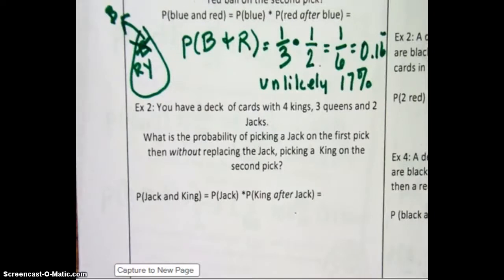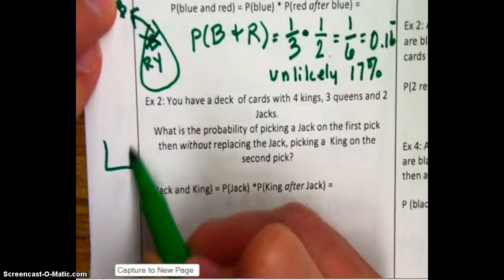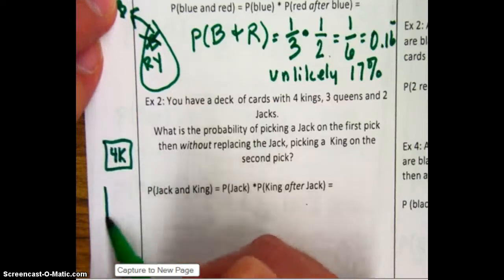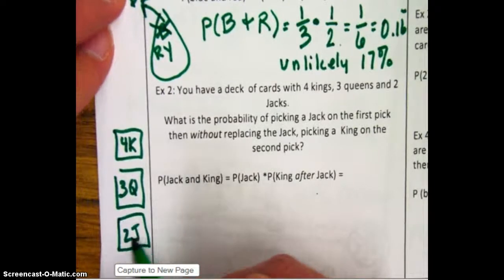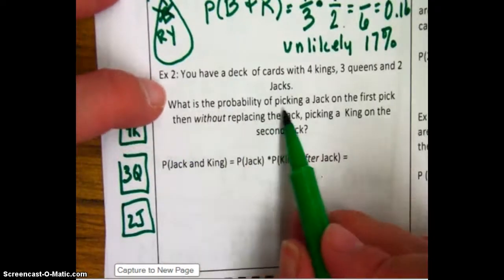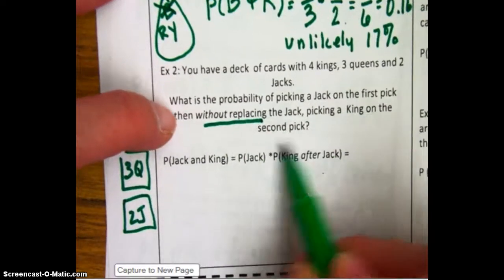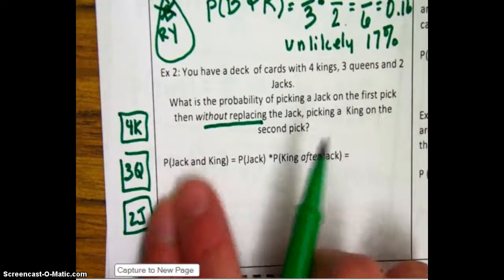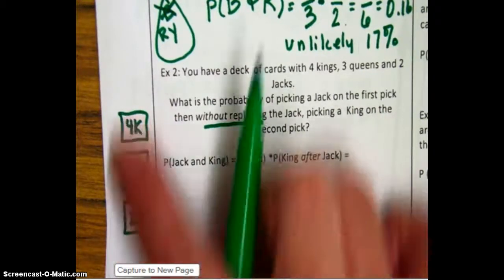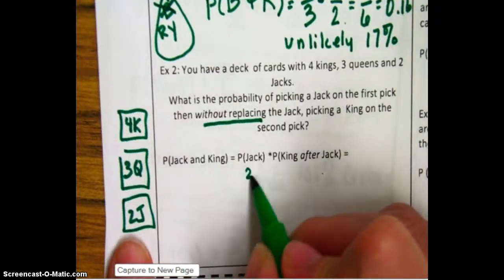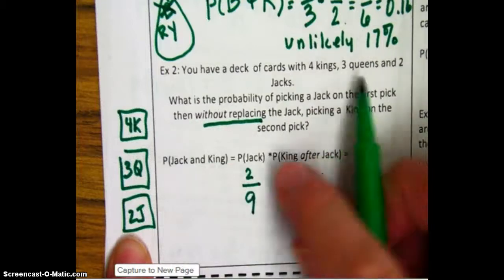Example number 2, you have a deck of cards with 4 kings. So here's your deck. You have 4 kings. You have 3 queens. And you have 2 jacks. What is the probability of picking a jack on the first pick, then without replacing the jack, picking a king on the second pick? So first we're going to find the probability of the jack. To look at it here, you have 2 jacks out of 4, 5, 6, 7, 8, 9. 2 out of 9 cards. So there's 2 jacks out of 9.